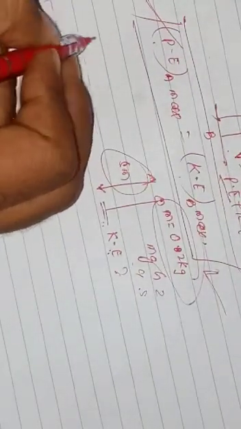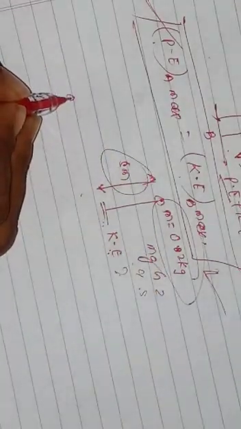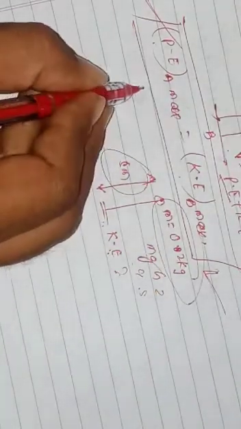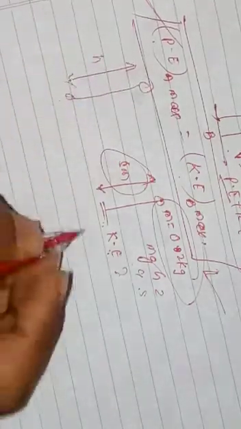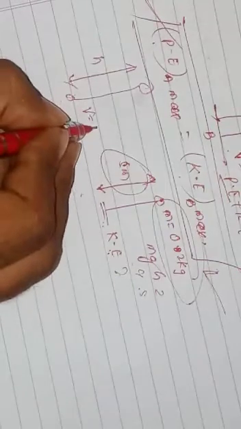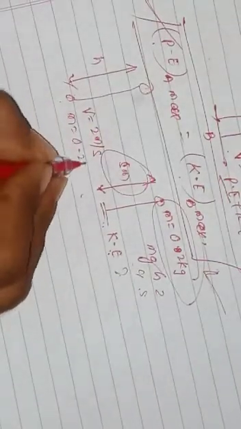Now let us go for another question. A body is thrown from the ground to its highest point. Let this be the highest point, whose height is h. Now the body is thrown with a velocity v equal to 2 meters per second. Suppose the velocity is given and the mass is equal to 0.2 kg.